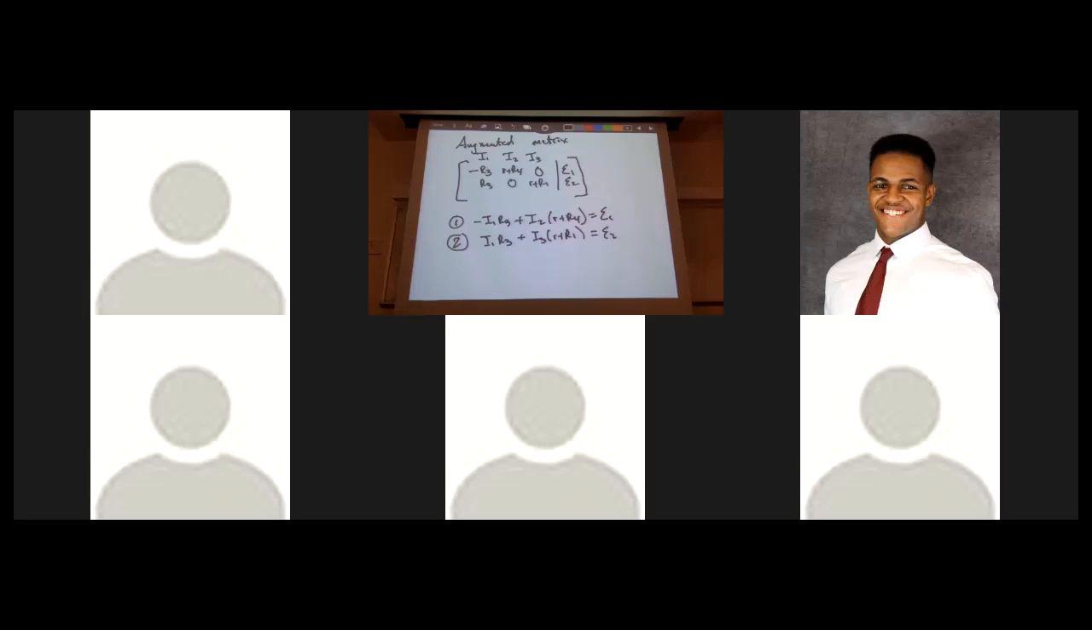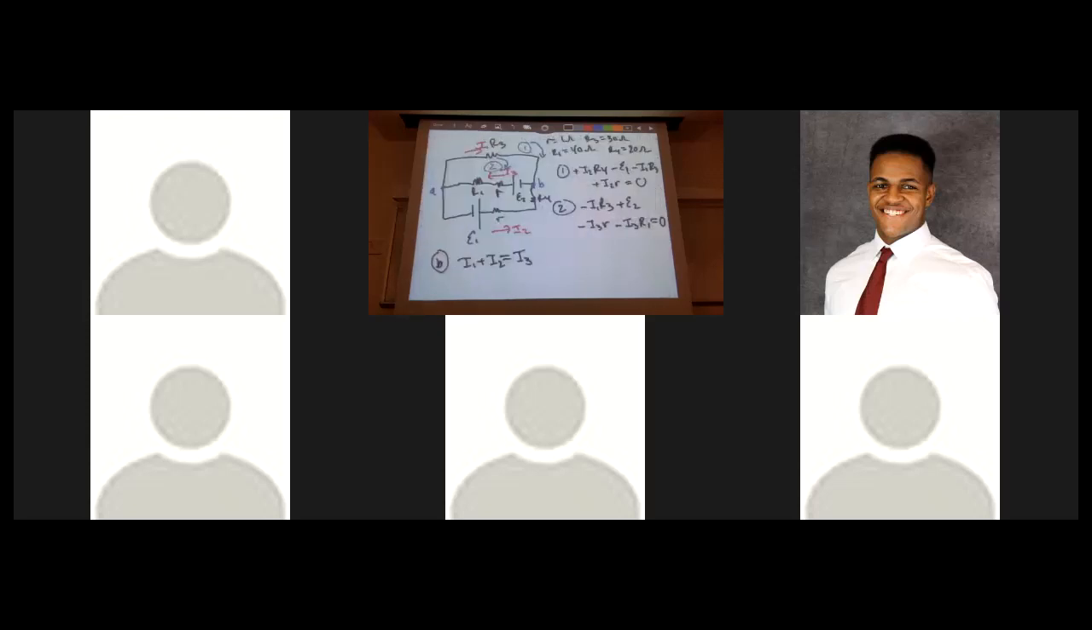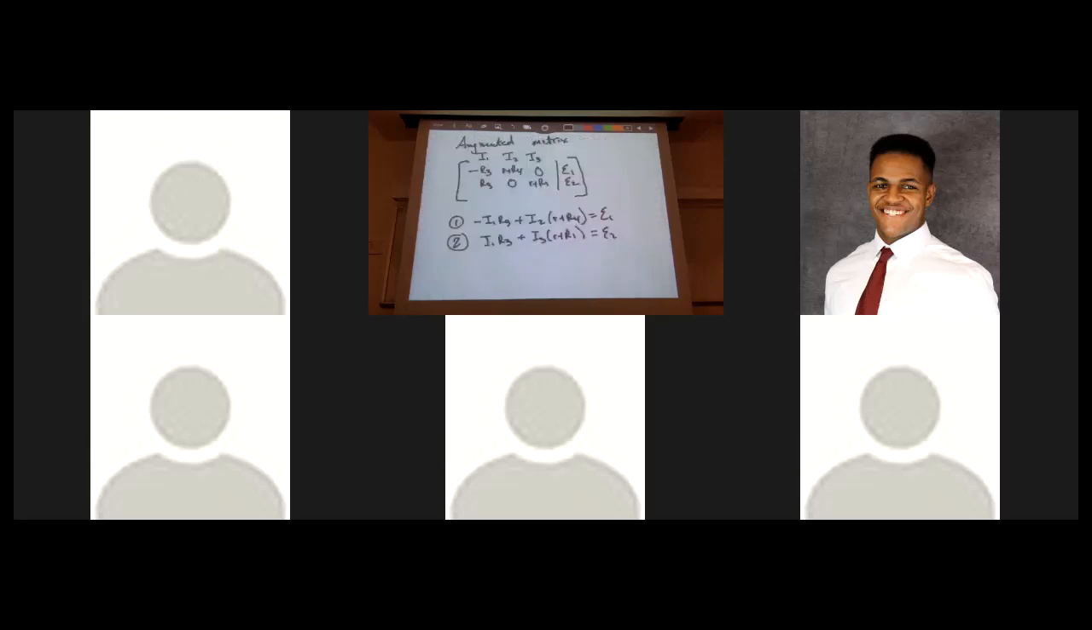Okay? Finally, the last equation says that I1 plus I2 is equal to I3, so I'm going to rewrite that as I1 plus I2 minus I3 is equal to 0. So here, I1 has a coefficient of 1, I2 has a coefficient of 1, I3 has a coefficient of -1, and this is all equal to 0.